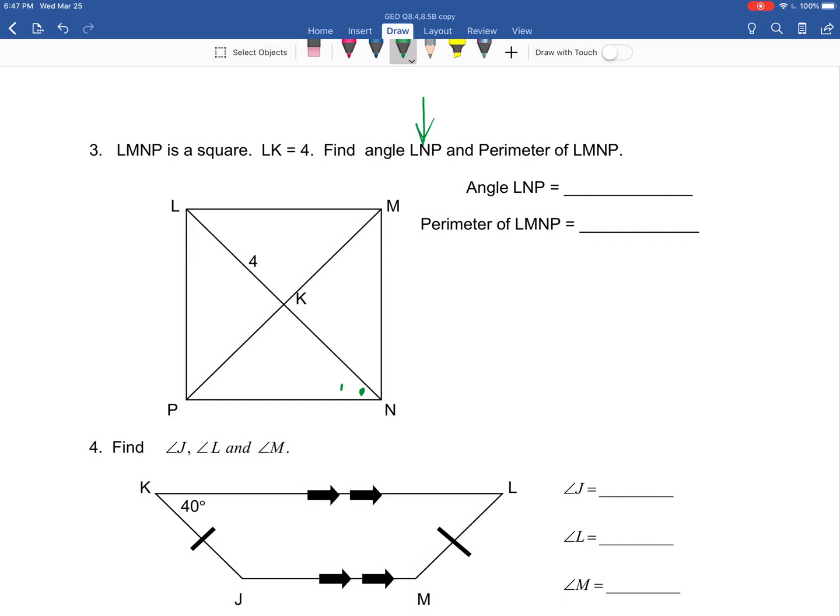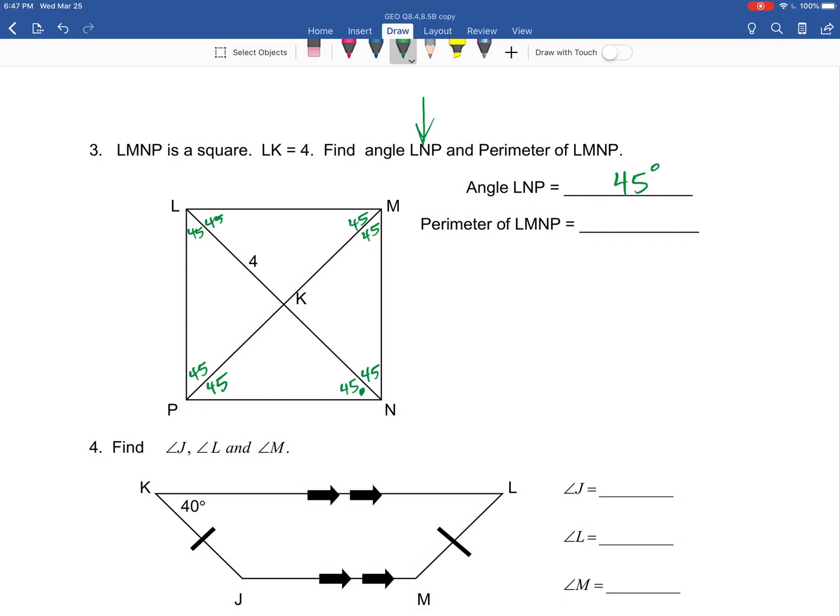It cuts the 90 in half. I got 45 here, 45 here, 45 here, 45 here. I got 45s all over the place. Okay, so that's the one they wanted right there with the dot. That's 45 degrees.